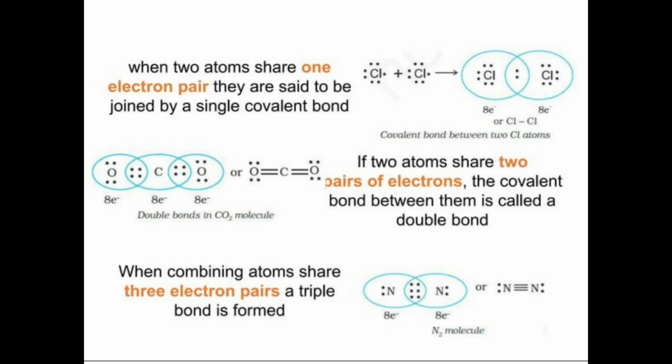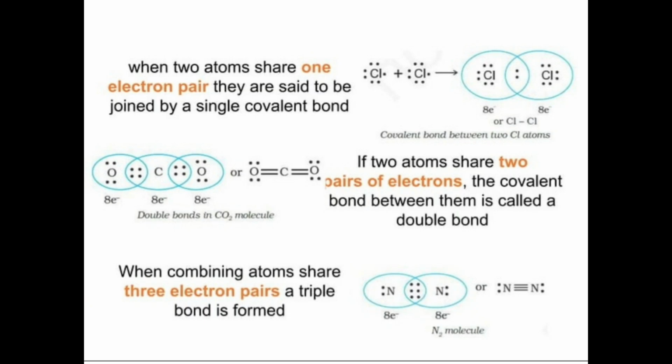Carbon shares its 2 electrons with one of the oxygen atoms, and another 2 electrons with another oxygen atom. By sharing its 2 electrons with one oxygen, a double bond is formed between carbon and oxygen, and similarly a double bond is formed between carbon and another oxygen atom. And when there is sharing of 3 electron pairs, a triple bond is formed.